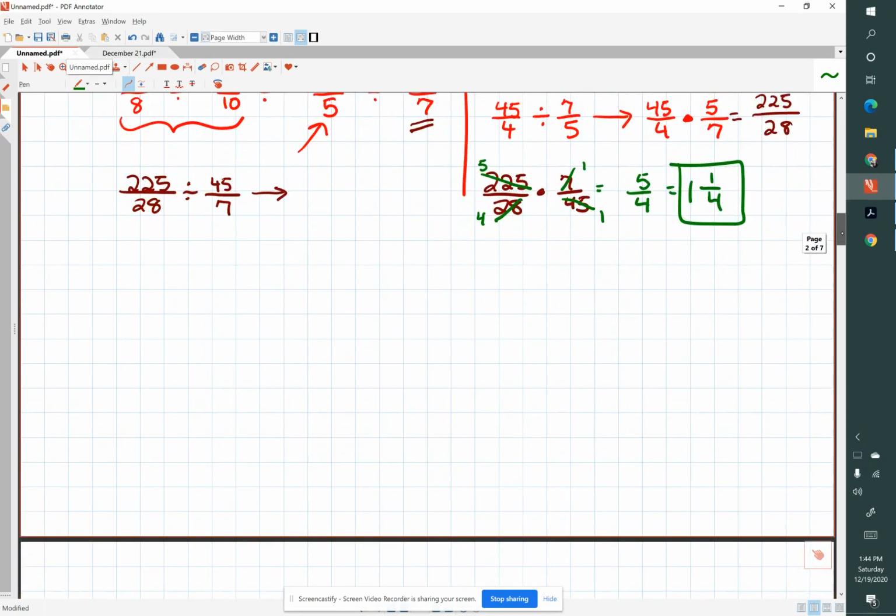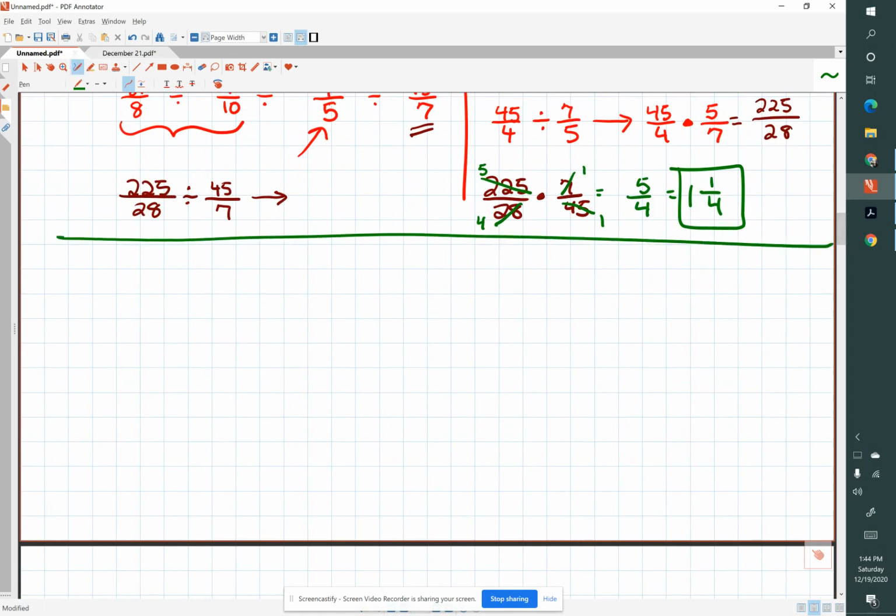So number 10, 3 1/8 divided by 1 1/4. Let's turn these into improper fractions. 8 times 3 is 24, plus 1 is 25 over 8. 4 times 1 is 4, plus 1 is 5 over 4. Now we'll keep change flip.